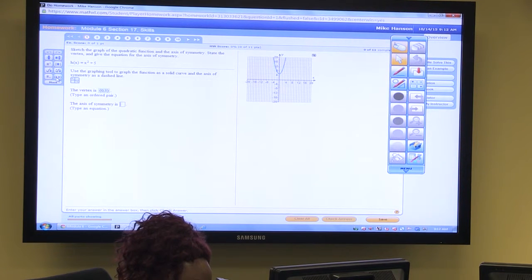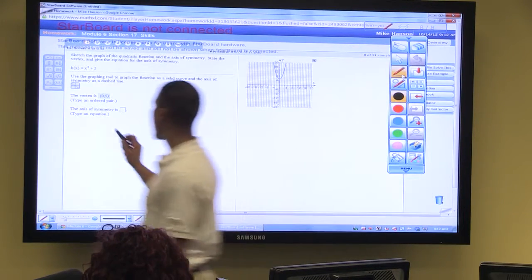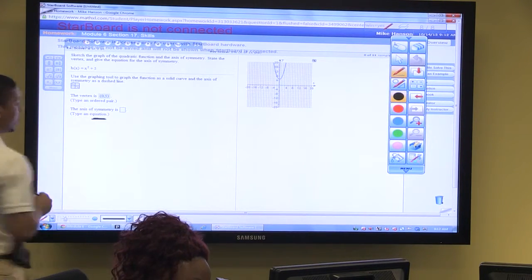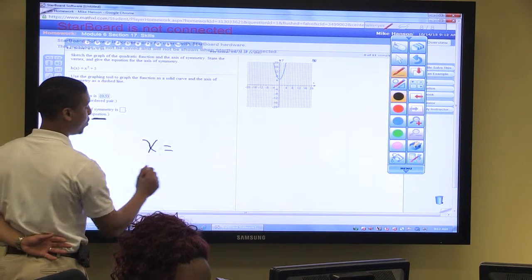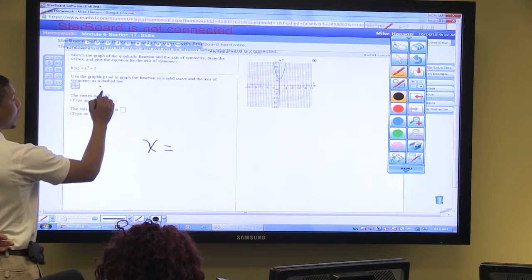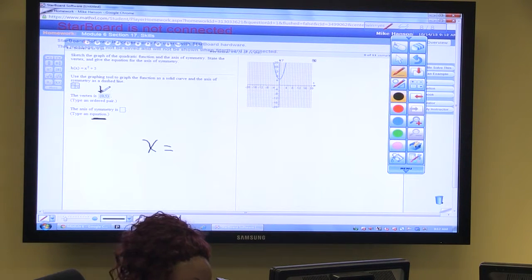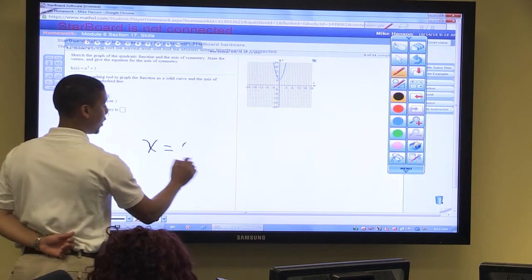And then for the axis of symmetry, what we need to do for this one is write our equation. So our equation needs to always look like this: x is equal to whatever number is presented. To get this number, all you have to do is look at your vertex, and whatever the x is in the vertex is what we use. So our x is actually going to be 0.